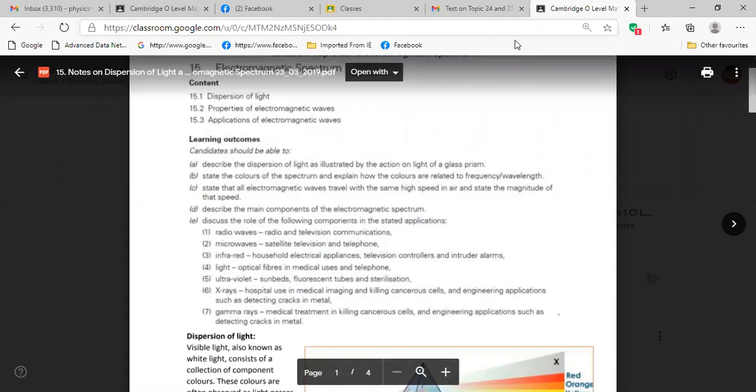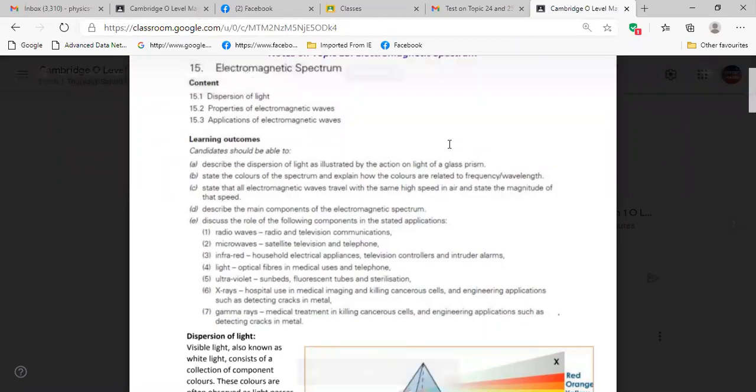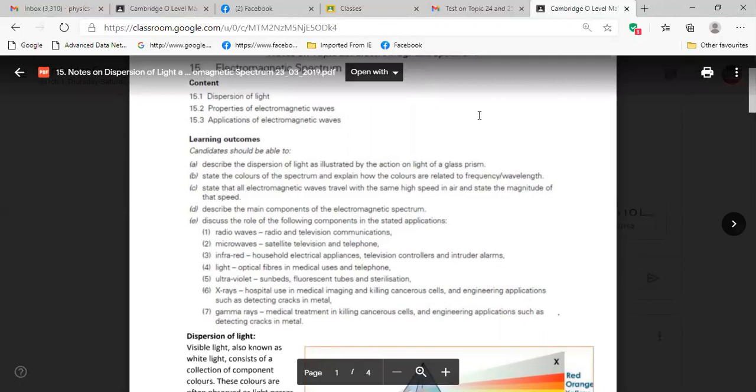Okay, now close your eyes and say what are the uses of infrared. Are you closing your eyes? I will understand. You should show your video, right? Then I can understand that you are closing your eyes.